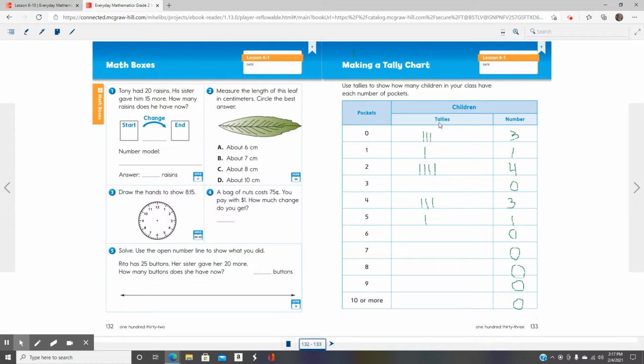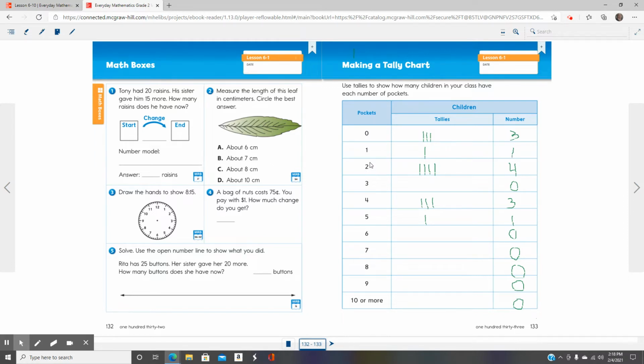So what we did underneath where it says tallies is we drew 3 tally marks. And then we wrote the number 3. So we would know that 3 kids were wearing 0 pockets today. Then I asked everyone, how many of you have 1 pocket that you're wearing today? And only one student raised his or her hand. I can't remember if it was a his or a her hand.